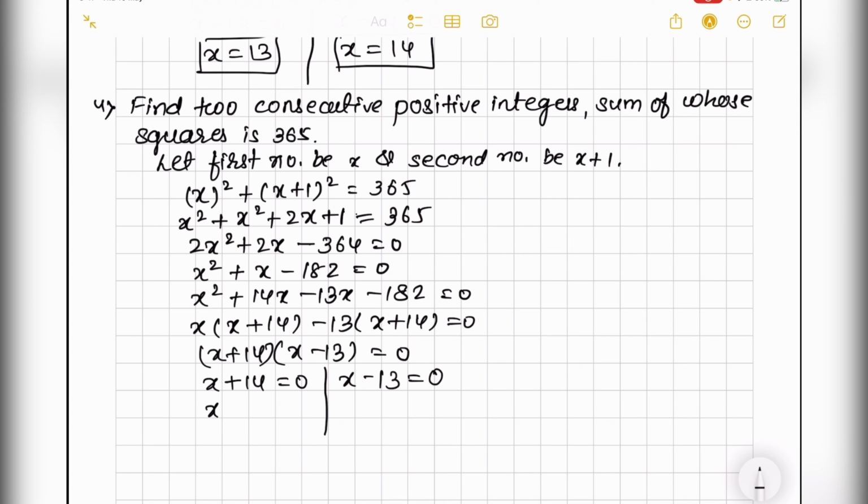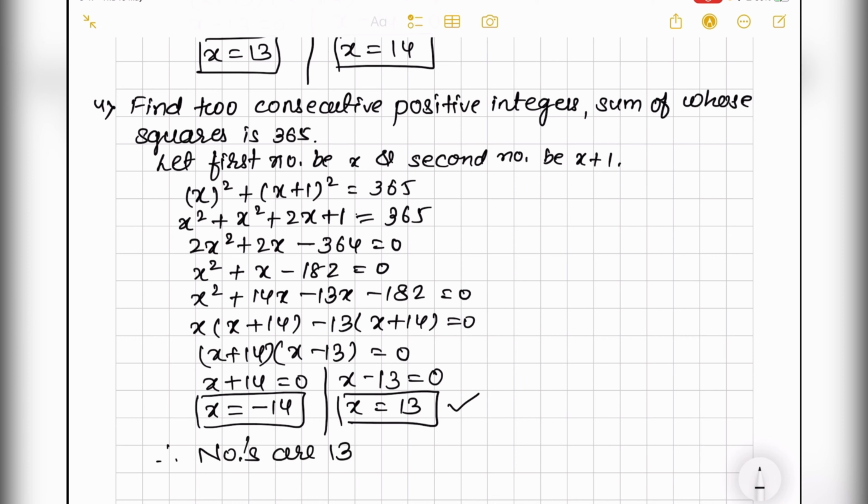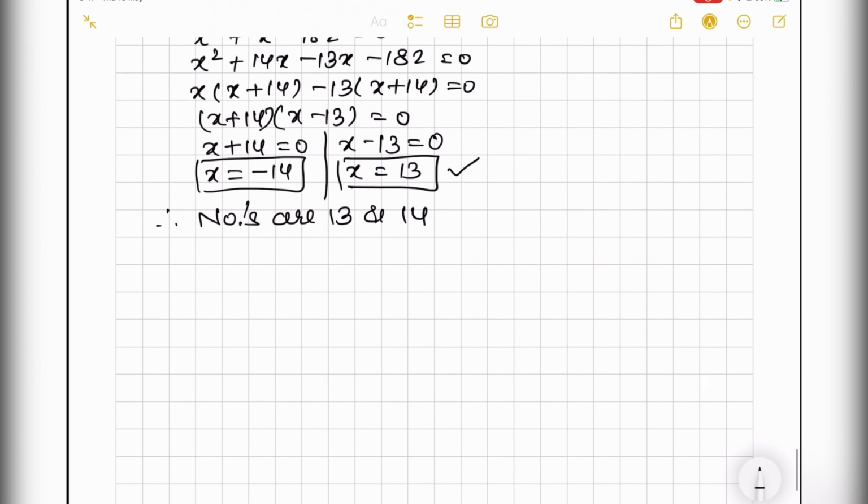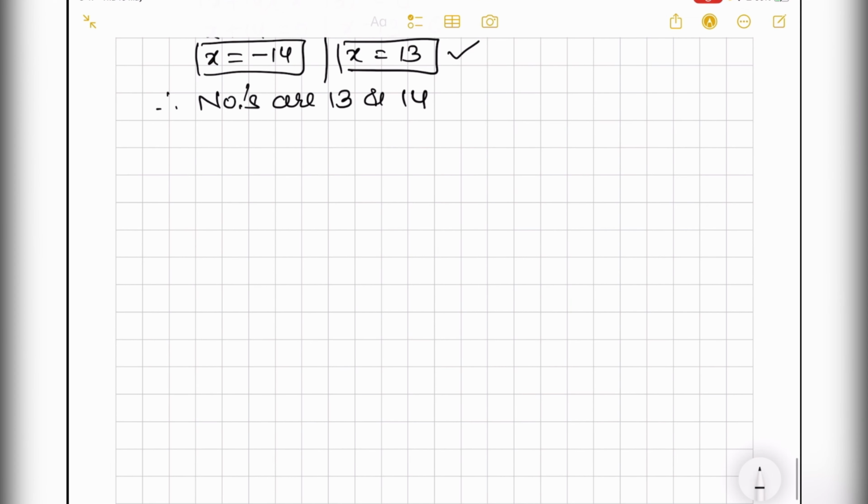So if x + 14 is 0, x will be -14, or x will be 13. As he has told that they are consecutive positive numbers, x will be 13 only. It can't be -14 because -14 is not a positive number. Therefore the numbers are 13 and 14. How did I get 14? x + 1 is 13 + 1, that is 14.